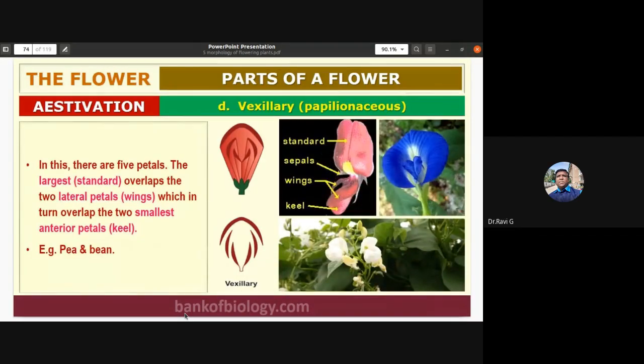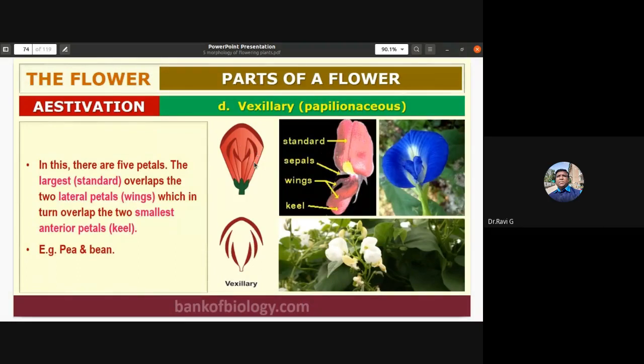Next is the vexillary or papillonaceous estivation. In vexillary estivation, there are five petals. The largest is the standard. The standard overlaps the two lateral petals or wings, which in turn overlap the two smallest anterior petals, or keel. So the keel is completely overlapped, and the standard is completely overlapping. Even here you notice one is completely out, one is completely in, and the remaining are in and out condition.